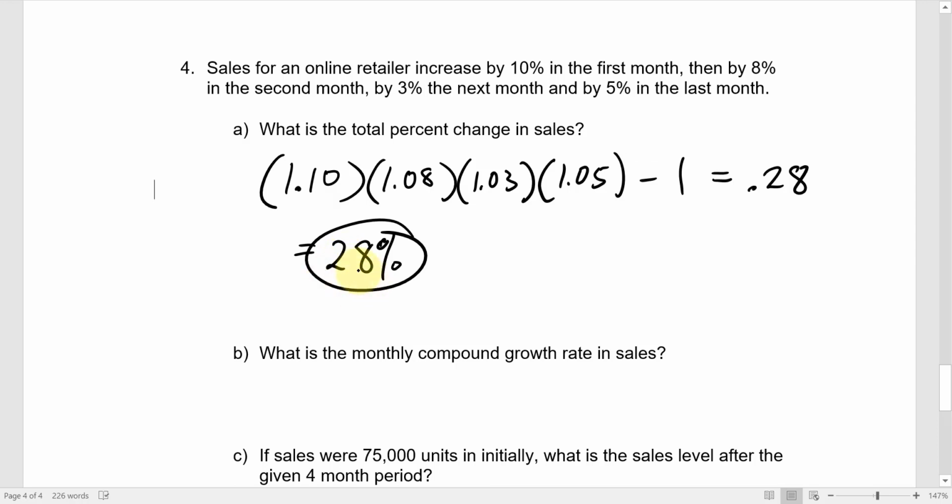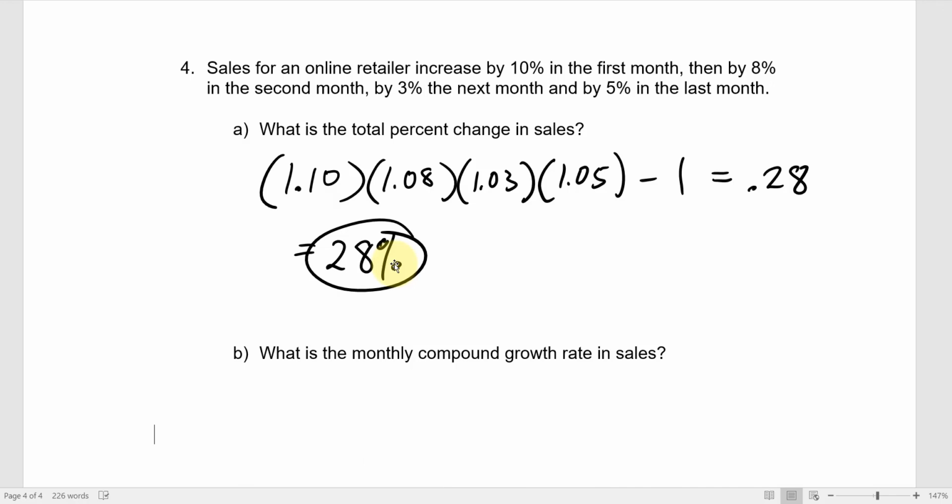You can sort of see that, if you added 10 plus 8 plus 3 and 5, this is actually 18 plus another 8. That would be 26. So it's this continuing compounding that means the overall growth is higher than we would have guessed by just adding those numbers together. This is 4 periods, and if we just divide it by 4, we'll get 7, but that's not the answer, right? Of course, the answer here is the monthly compound growth rate.